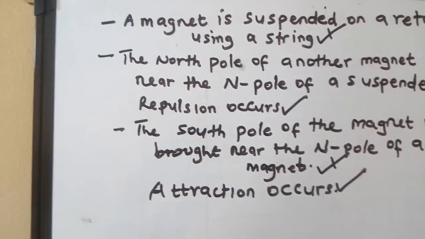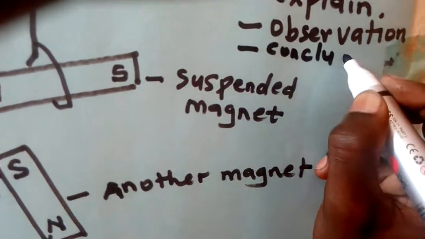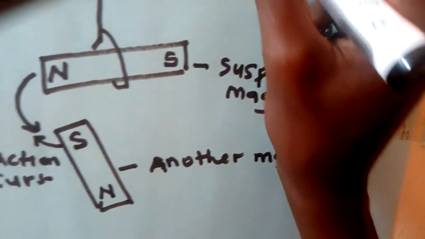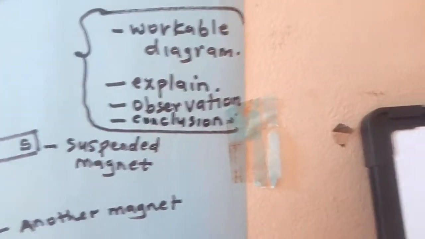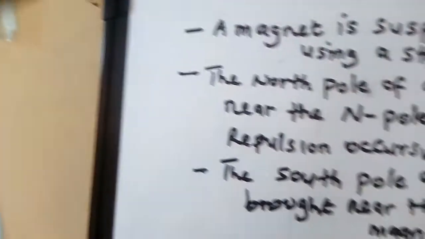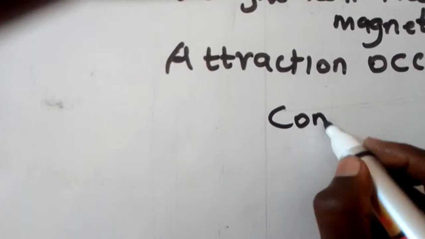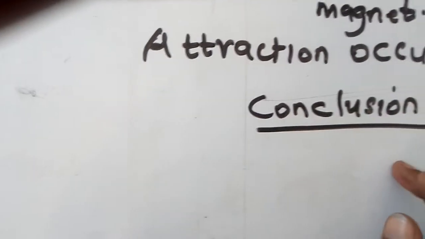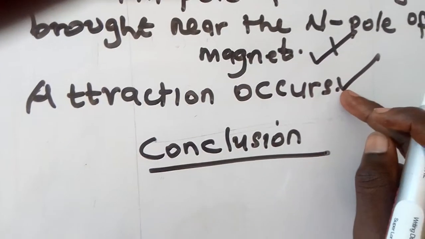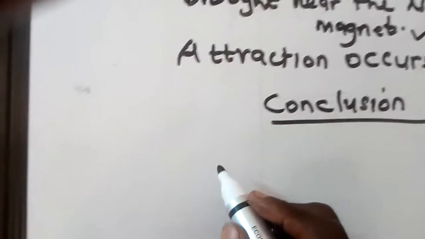Now, what are you left with? The last thing which you are left with is conclusion. Now, how do you conclude? Your conclusion is based on the observations. So we are going to conclude. We shall not again write the heading observation, because the observations are already here. Attraction occurs, and then repulsion occurs. So we just conclude. And how do we conclude?